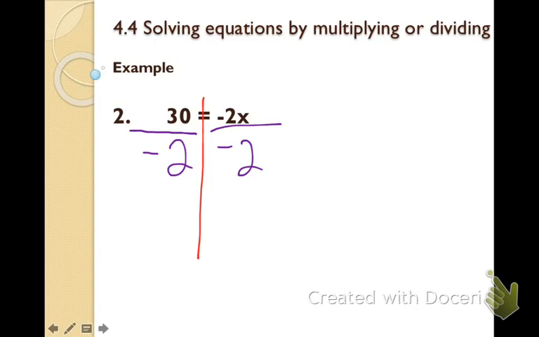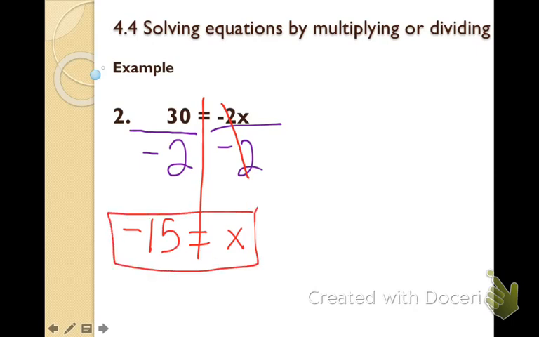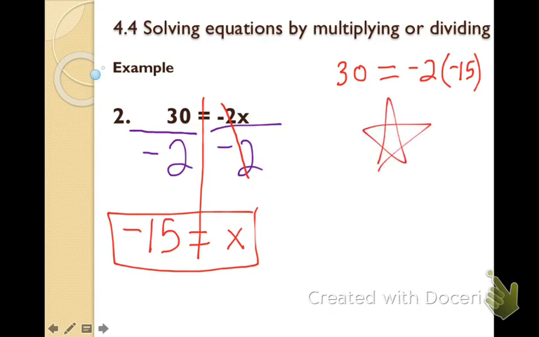Now when I do that, negative 2 divided by negative 2 is 1x, which is what I want, and 30 divided by negative 2 is negative 15. So my answer is negative 15. Again, I like to double check. So 30 equals negative 2 times negative 15. Is negative 2 times negative 15 equal to 30? Yes, it is. So I know that is the right answer.